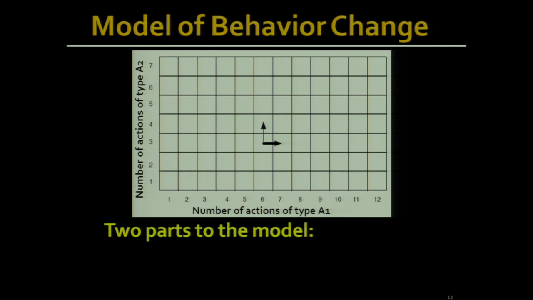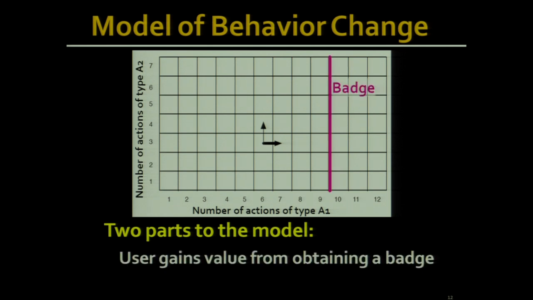And every new user starts at the bottom left corner, and then when they make an action of type A1, they move to the right, and if they take an action of A2, they move up. Right? And we can think of badges now as boundaries in this space. And whenever a user crosses this boundary, they will get the badge. They will kind of enjoy the utility of it.